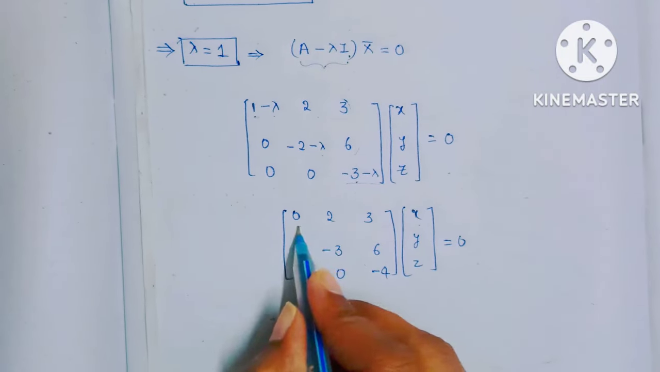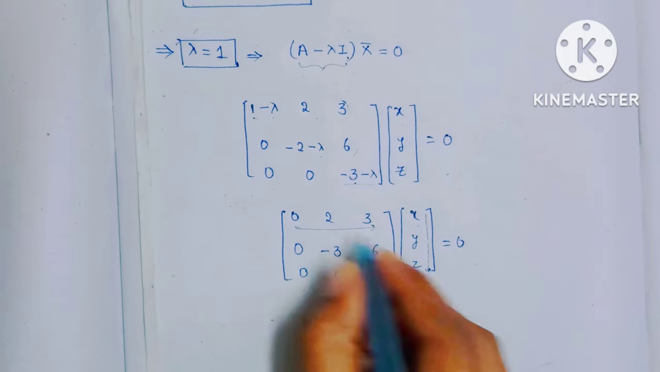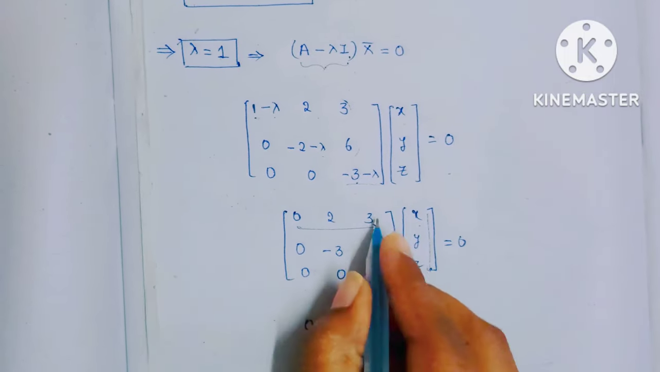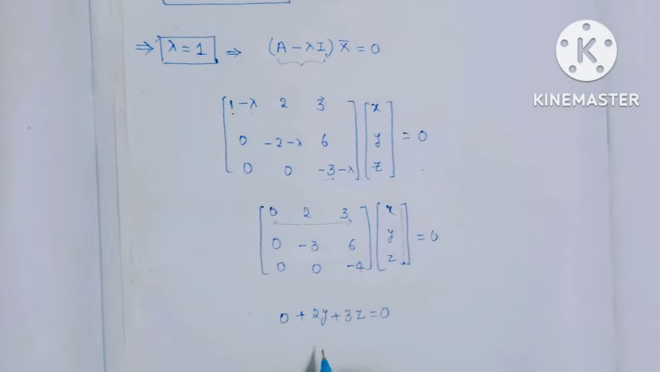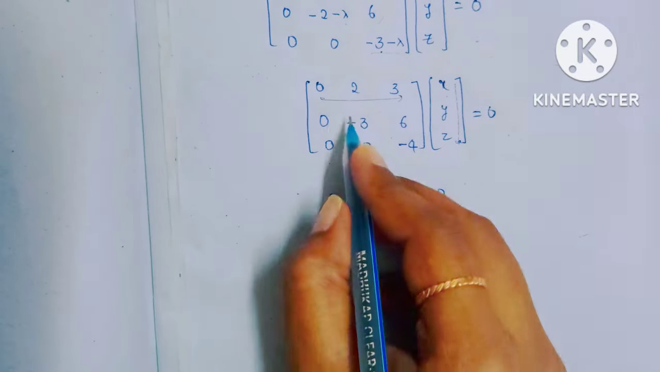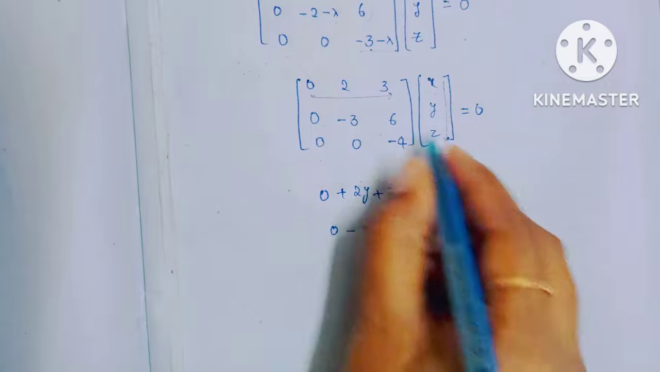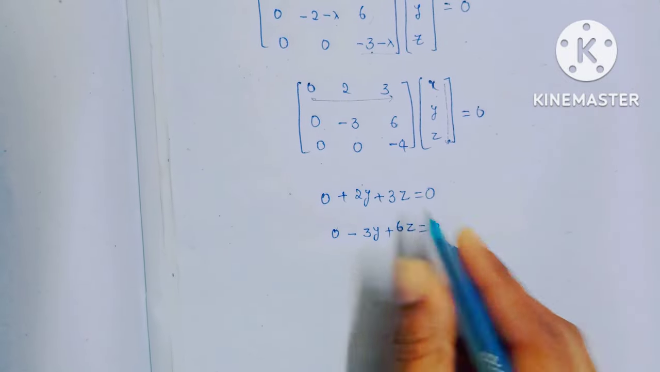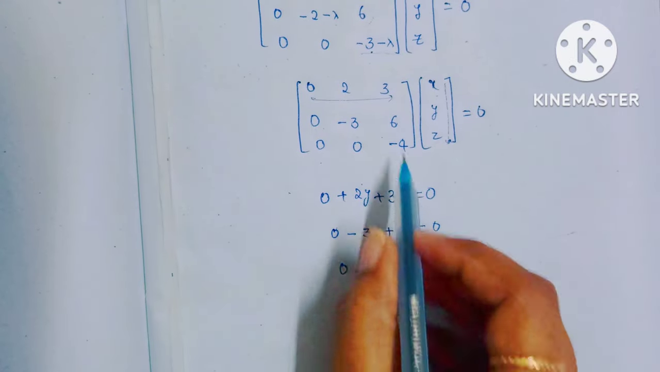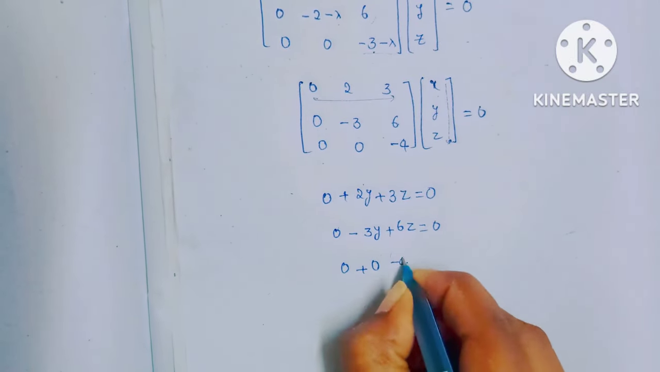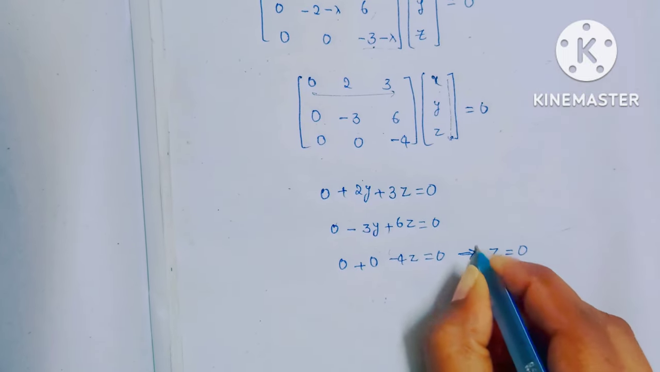From here, we can write 0x plus 2y plus 3z equals 0. This is the one equation we got. Also, 0x minus 3y plus 6z equals 0, and 0x plus 0y minus 4z equals 0. So from this equation, we get z equal to 0.